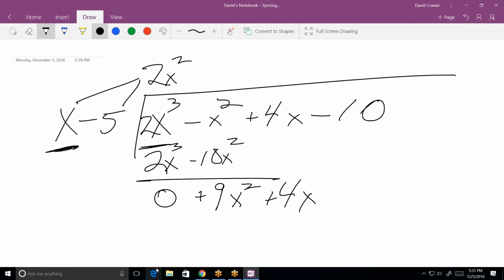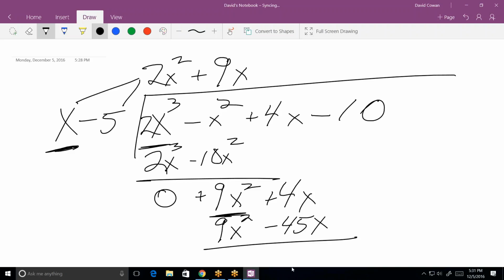Divide x into 9x squared. So it would be 9x, just 9x. And then you take 9x times x, and it'd be 9x squared under the 9x squared, and then you take 9x times 5, and it'd be 45x. Yeah, now negative 45x. Subtract that, you get a remainder. Well, not a remainder. There's still more. In other words, you can still do it one more time.